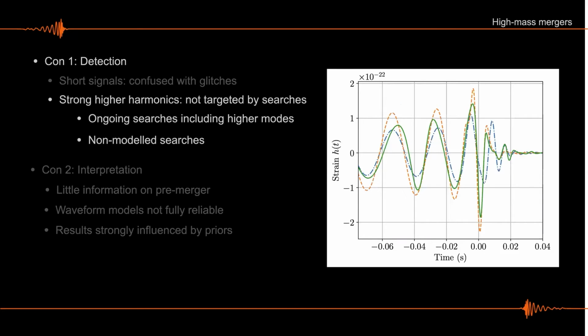Now, as I said, also these signals from high mass mergers can contain higher harmonics that basically become apparent in the merger. But the searches we use to look for black hole mergers neglect these higher harmonics that give you this kind of complex morphology at the end. So our searches are very, very inefficient at detecting this.